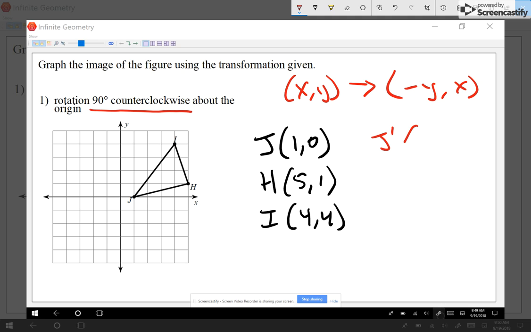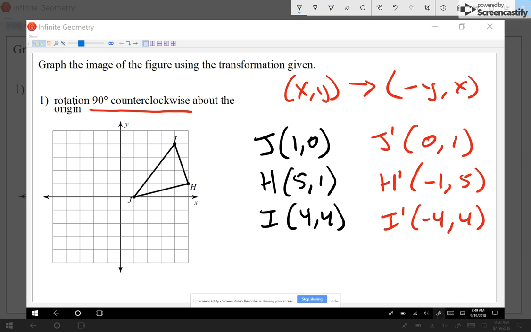So J prime, there's no such thing as negative 0. So I'm just going to write 0, 1. If I look at H prime, I'm going to call this negative 1, 5. Notice that I flip my numbers, but the y value, I switch the sign. And my I prime will be negative 4, 4. Right? The y value switches signs. Because there's no such thing as negative 0. So I'm just going to write it like that.